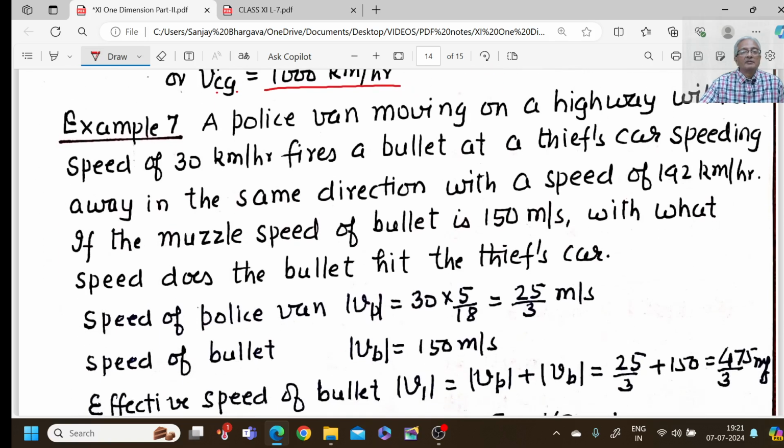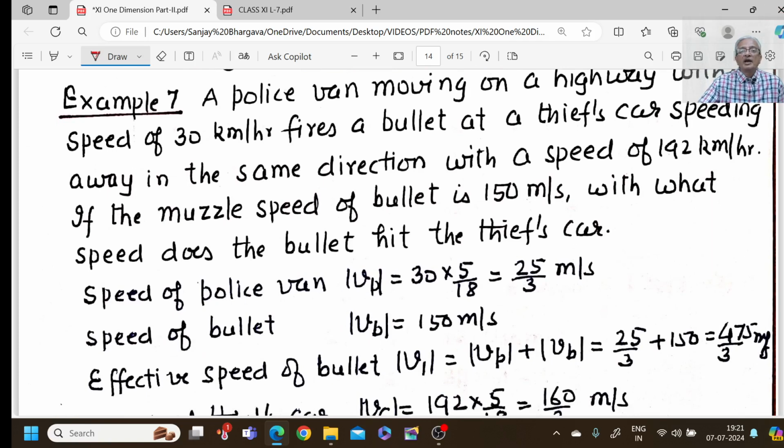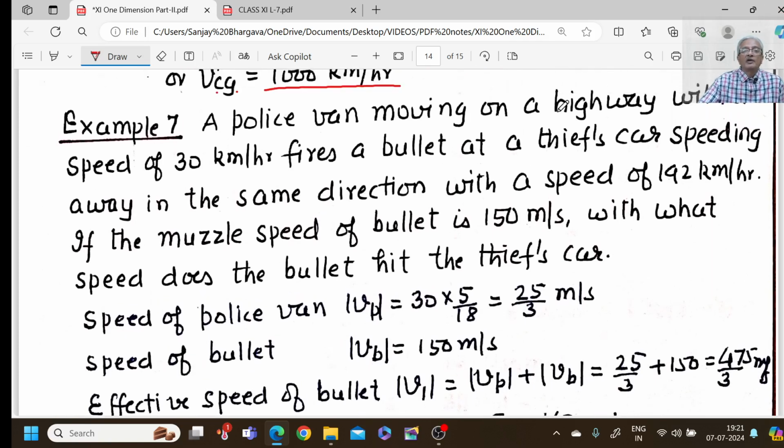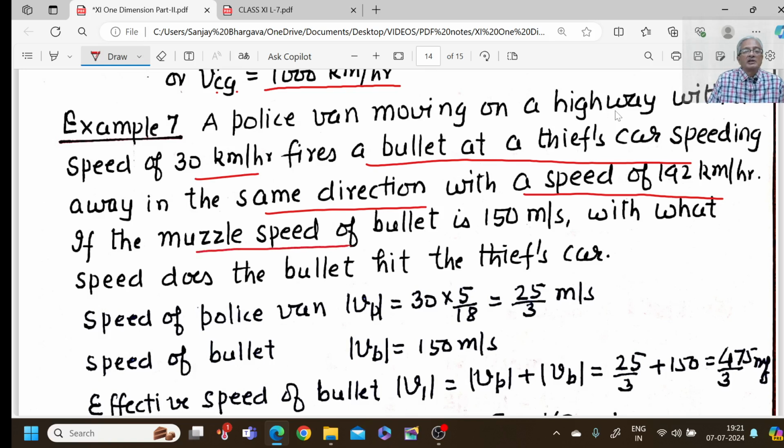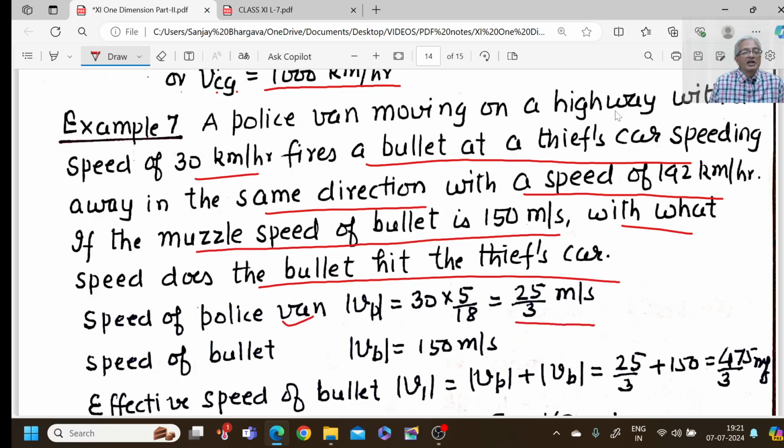Example 7. A police van is moving on the highway with a speed of 30 km per hour. It fires a bullet at a thief's car, speeding away in the same direction with a speed of 192 km per hour. If the muzzle speed of the bullet is 150 meter per second, with what speed does the bullet hit the thief's car? So the speed of the police van is 30 into 5 by 18, that is 25 by 3 meter per second. The speed of the bullet is 150 meter per second.